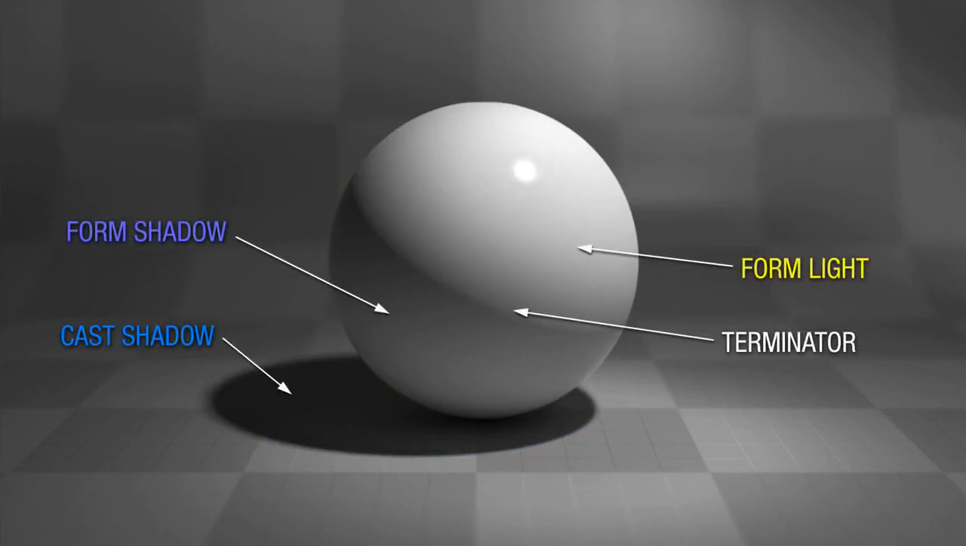Alright, these are the four basic light effects that allow us to separate light and shadow. There's form light and form shadow. And there's the terminator, which separates the two and projects the cast shadow. You can do a lot with these four, and it's important that you understand them. So let's put this into practice.